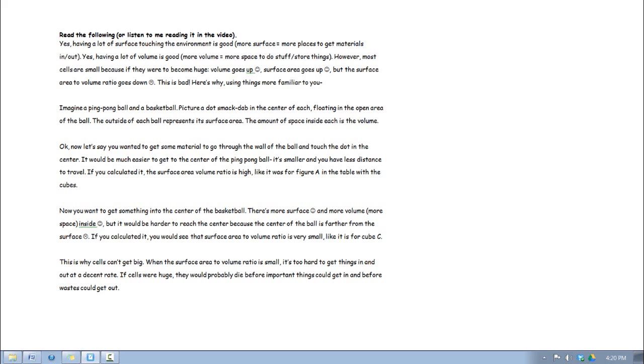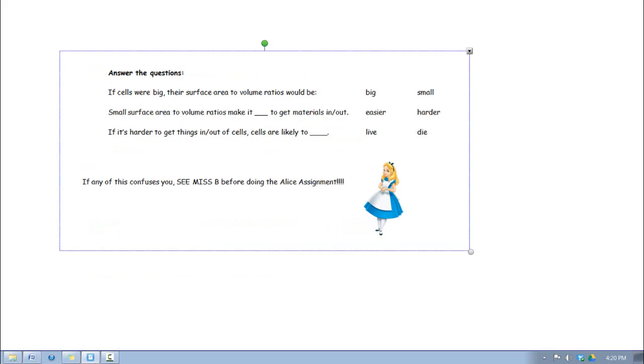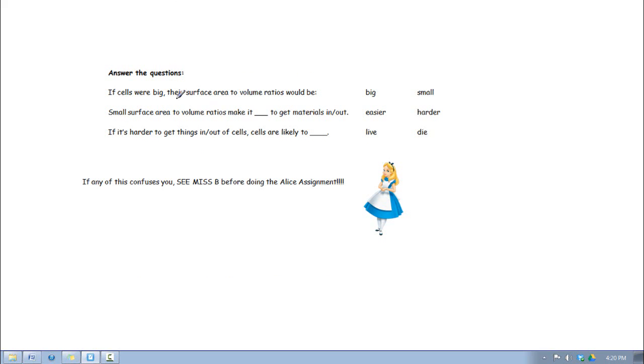Let's analyze what we just read. If cells were big, their surface area to volume ratios would be small. The bigger the cell, the smaller the ratio. A small surface area to volume ratio makes it blank to get materials in and out. Well, if it's a big cell and that ratio is small, it means it's going to be a lot harder to get to the middle of that basketball. It's going to be easier to get to the middle of the ping pong ball because it's smaller and the center is closer. If it's harder to get things in and out of cells, cells are likely to die.